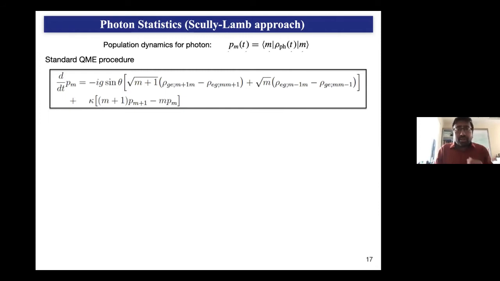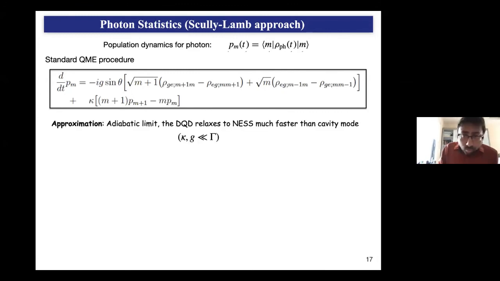And this again you can do following the quantum master equation, where I'm not going to get into the details, but if you look at this, this is basically the cavity decay part, which is pretty standard. But this part is what essentially gives you the terms involving light-matter interactions. Okay, so this G and E are telling you about the matter part. Now, this is a kind of difficult equation to solve or close, but you can do it in a particular limit, which is very nice. And this is essentially what we call the Scully-Lamb approach.